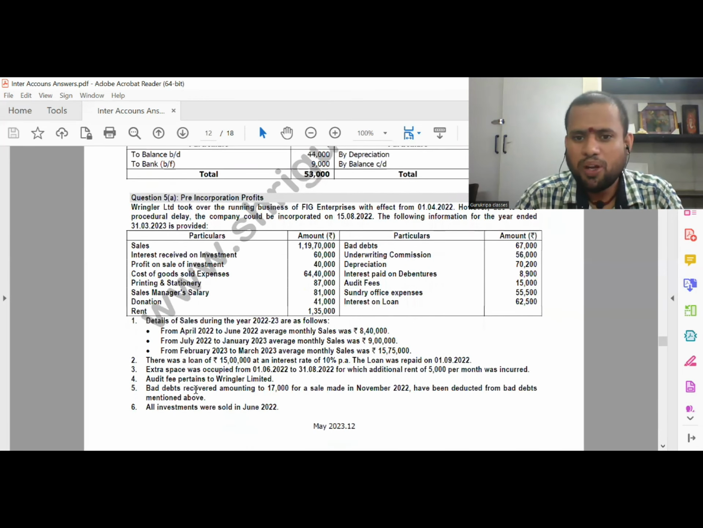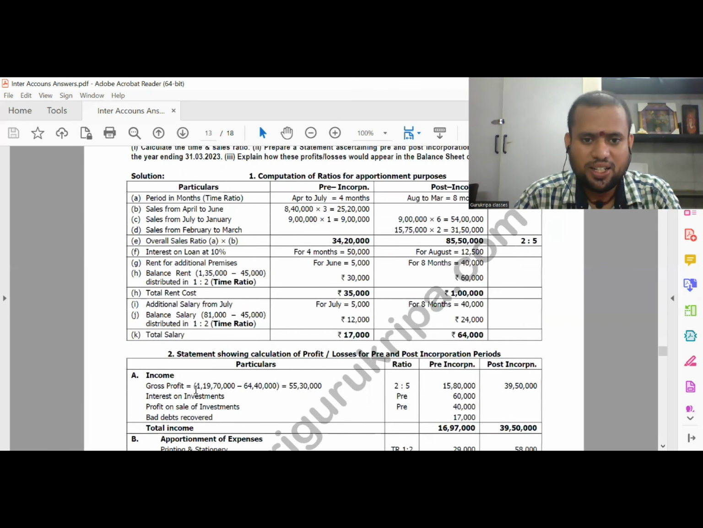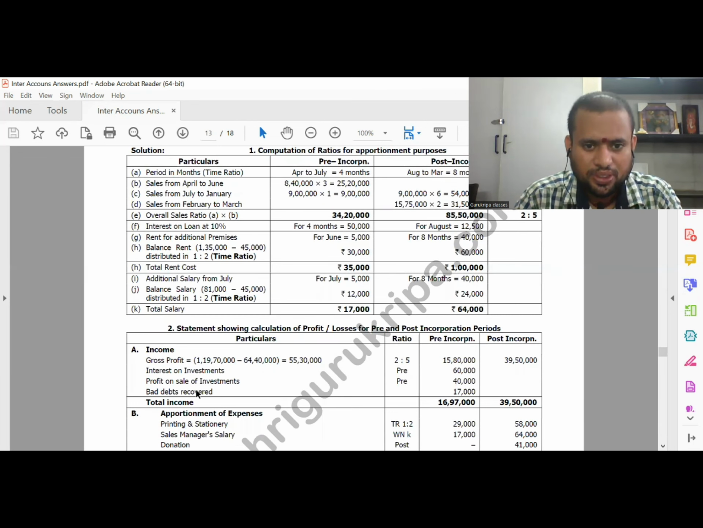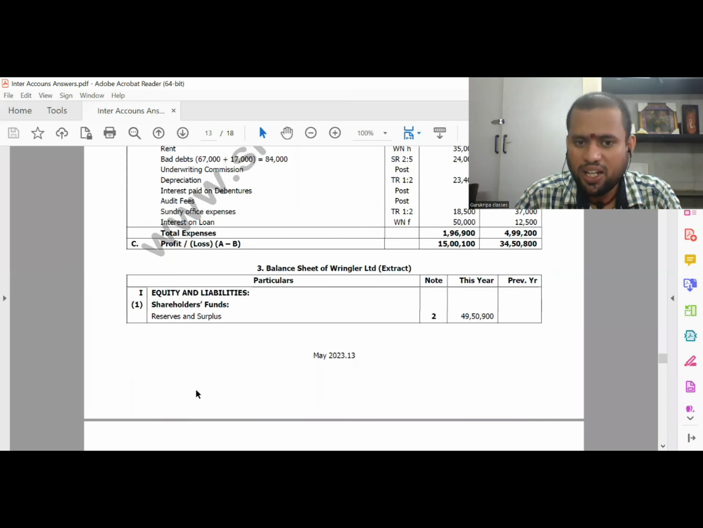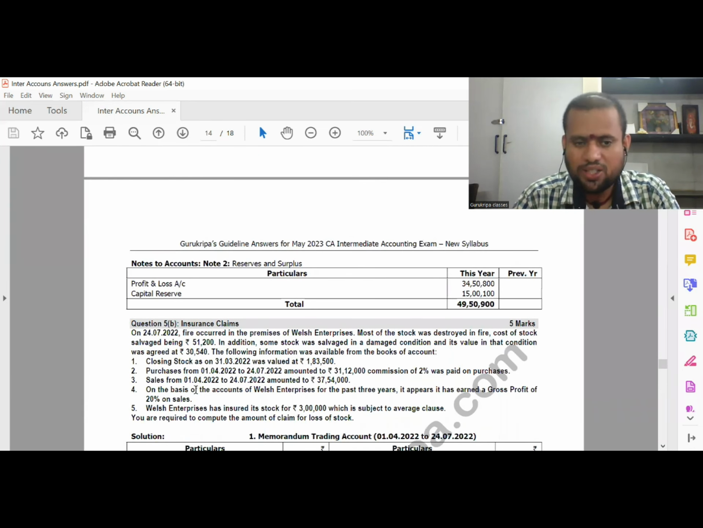And pre-incorporation profit also, no specific adjustments, all the adjustments are given individually, we just have to consolidate that. That's it. And here they are also asking the extract of balance sheet. So for the extract of balance sheet, we have to prepare equity and liabilities, shareholders' fund, reserves and surplus, note number 2. Actually, you have to give the breakup also. They are asking for the extract of balance sheet also.